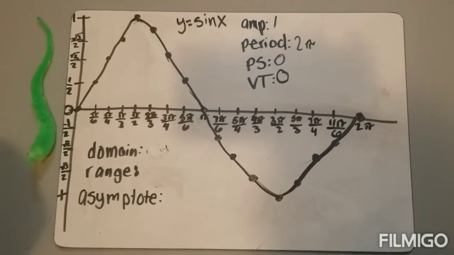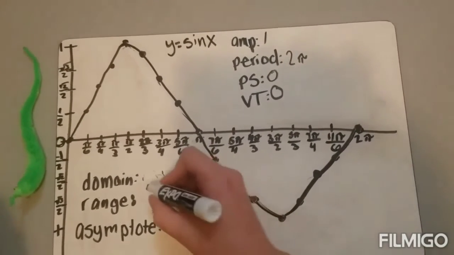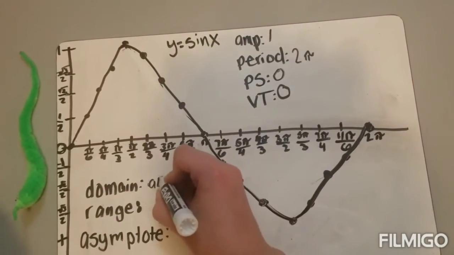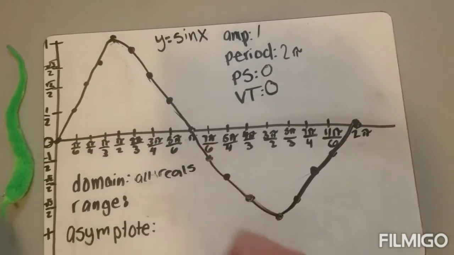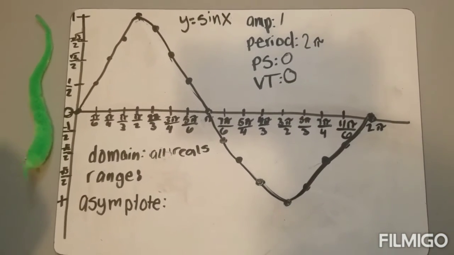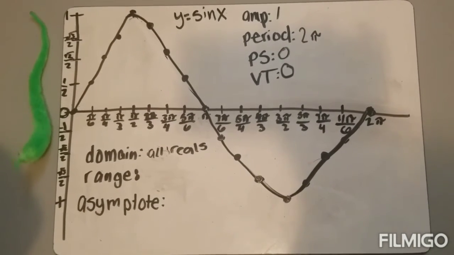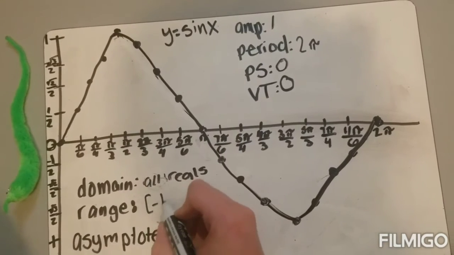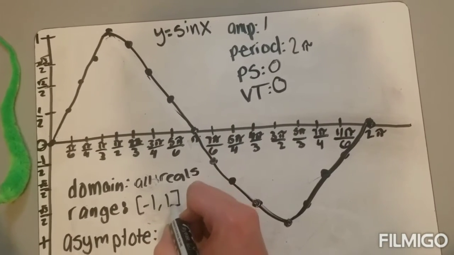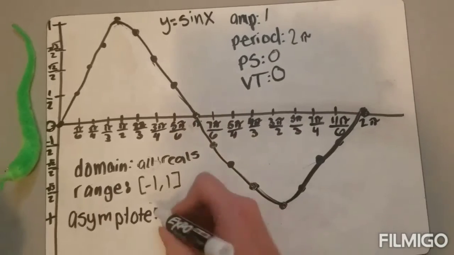The domain of this graph is going to be all real, so the graph continues in each direction forever. The range of this graph is going to go from -1 to +1, because those are the highest and lowest points of the graph. And there aren't any asymptotes on this graph.